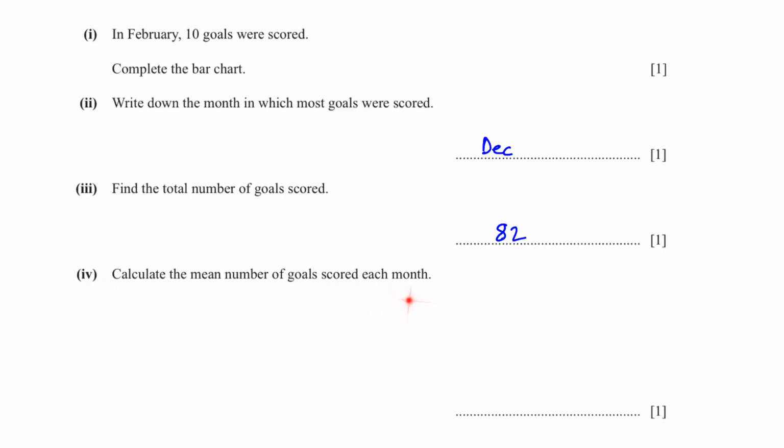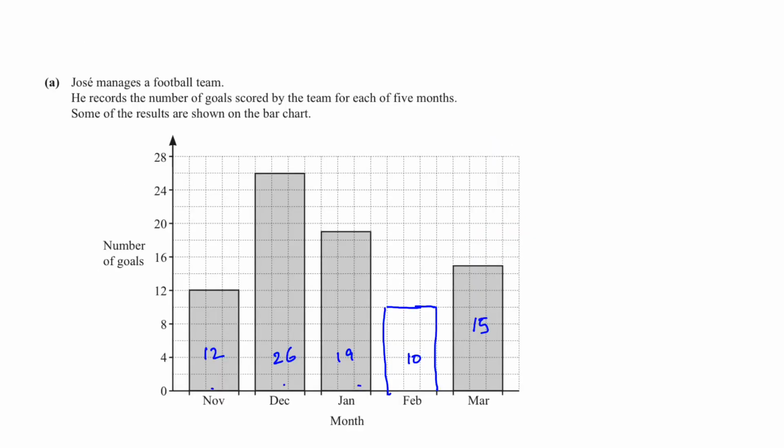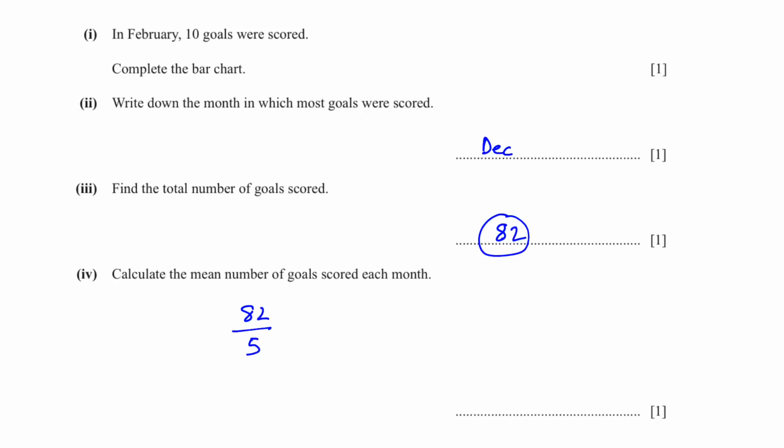Calculate the mean number of goals scored each month. To find the mean, we add the total number of goals and divide by the number of months, which is the frequency. So we have already calculated it's 82 and the number of months are 1, 2, 3, 4, 5. So 82 divided by 5, 16.4.